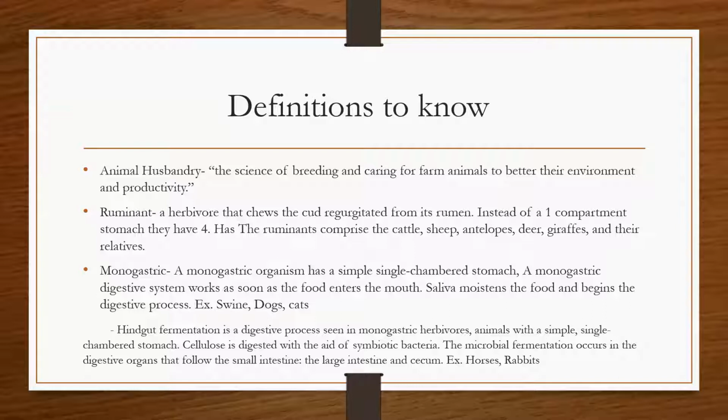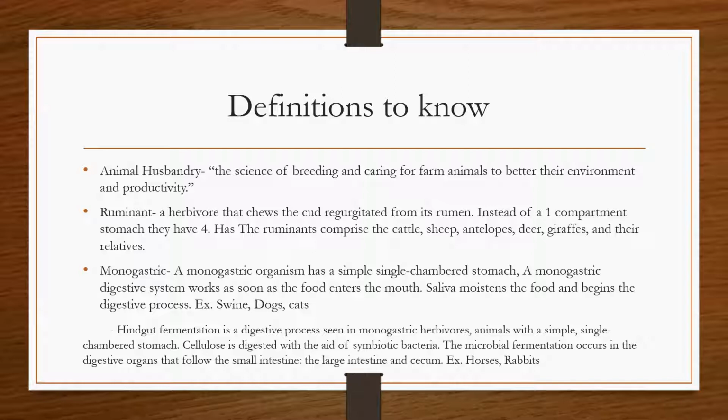Next, we have monogastric. A monogastric organism has a simple single-chambered stomach. So a human is actually monogastric. The digestive system of a monogastric starts to work as soon as food enters the mouth. Saliva moistens the food and begins the digestive process. Main examples of those would be swine, dogs, cats, and then, like I said, humans.